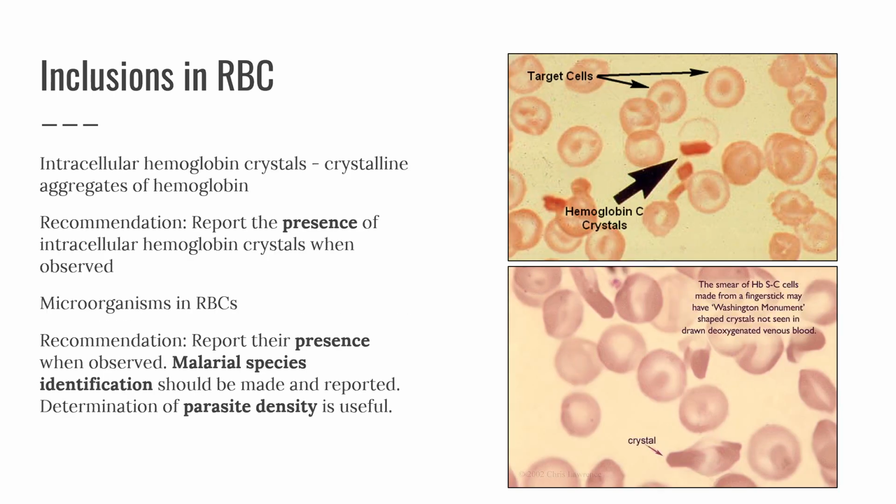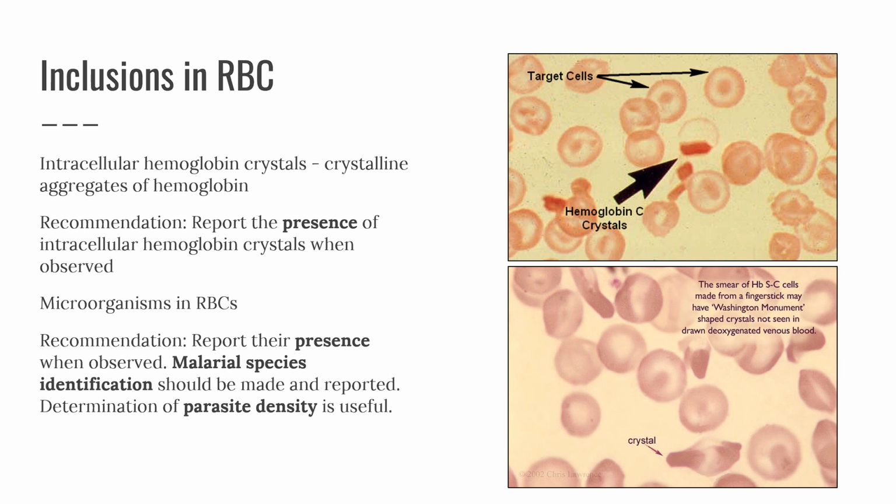Intracellular hemoglobin crystals may be seen in hemoglobin C and hemoglobin SC disease. These stain densely, they vary in size, and have straight edges with pointed ends. The recommendation is to report the presence only of these crystals, so no need to grade. The presence of microorganisms should be reported.